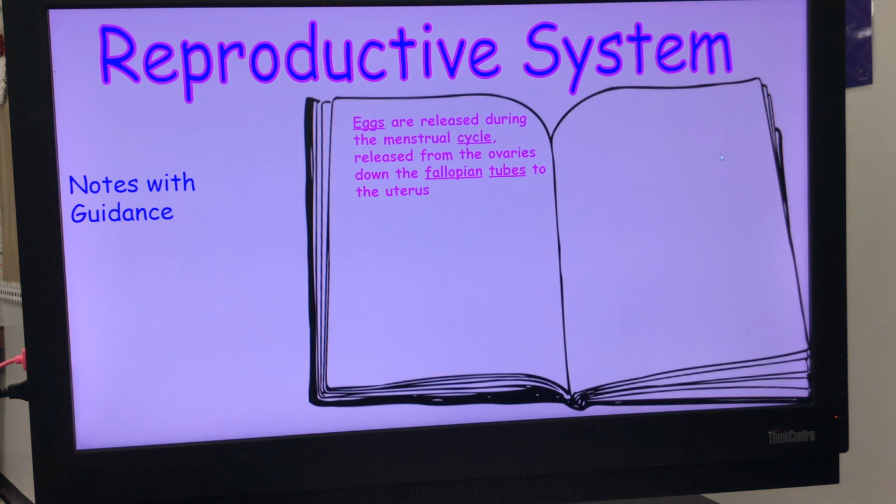For your entry in your notes, please write down, eggs are released during the menstrual cycle, released from the ovaries down the fallopian tubes to the uterus. Please press pause if you need extra time.